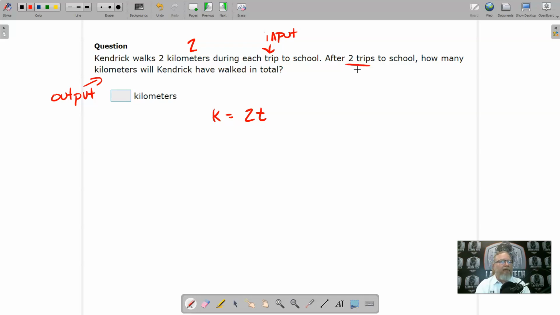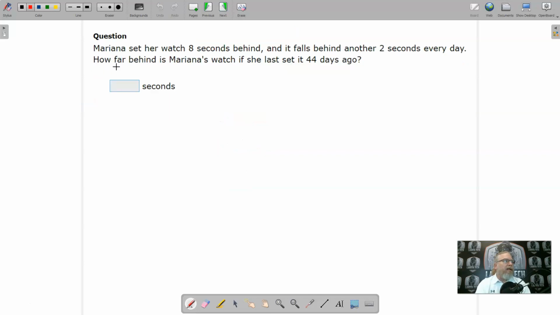So after 2 trips, so they're giving us an input. So we're going to substitute in for t. We're going to substitute the value of 2. And now we just have 2 times 2 is 4. The number of kilometers he's walked is 4. Now, many people would probably be able to figure that out without setting all that up and understanding all that. If I say he walks 2 kilometers for each trip, if he takes 2 trips, how many kilometers did he walk? 4.